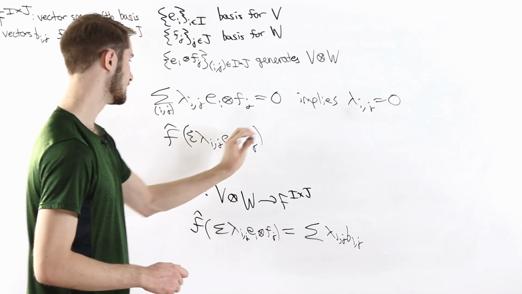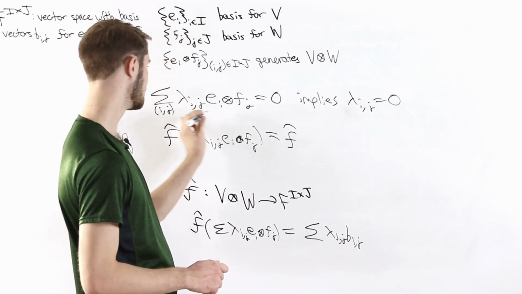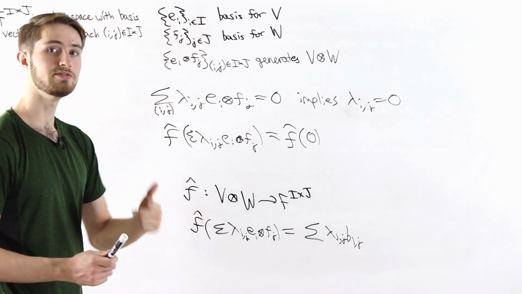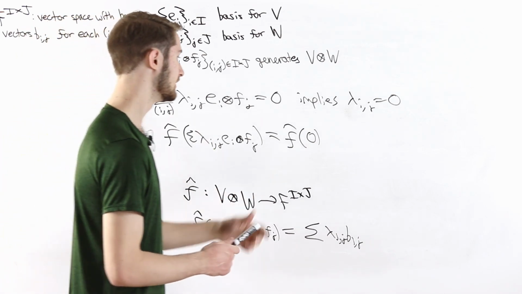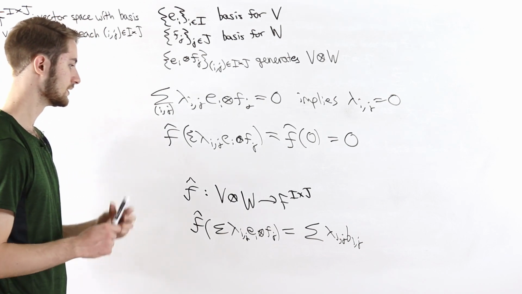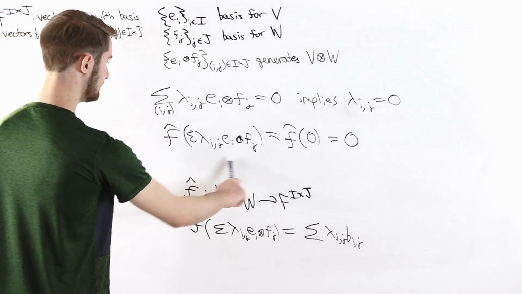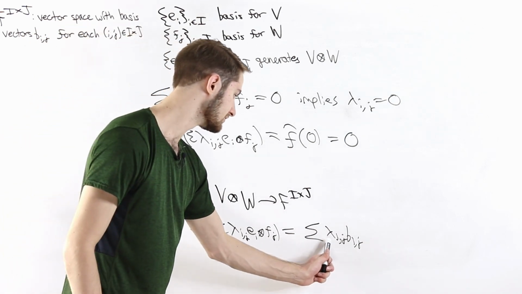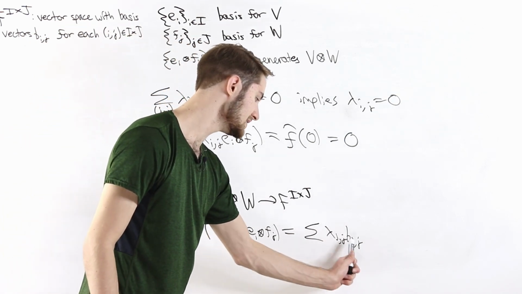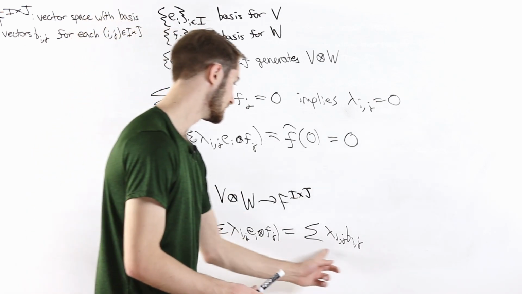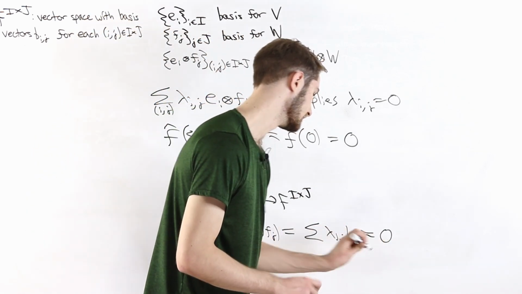this input here is just 0. So f hat of this whole input is equal to f hat of 0. And if f hat is a linear map, then f hat of 0 is always going to equal 0. But on the other hand, we know that f hat of this sum, by the definition down here, is the sum of lambda i j times b i j. So we just showed with this argument that this sum is equal to 0.